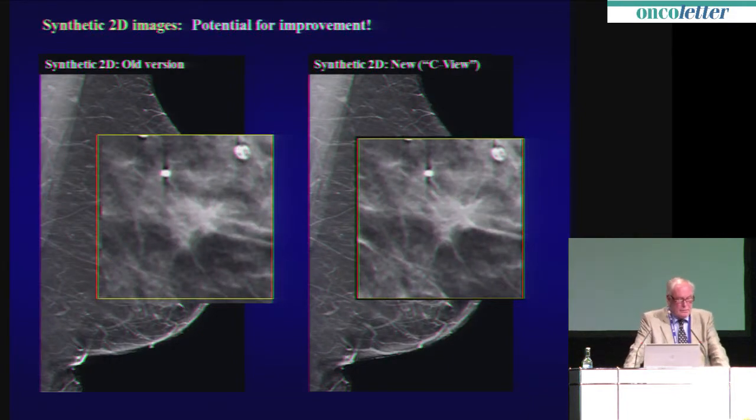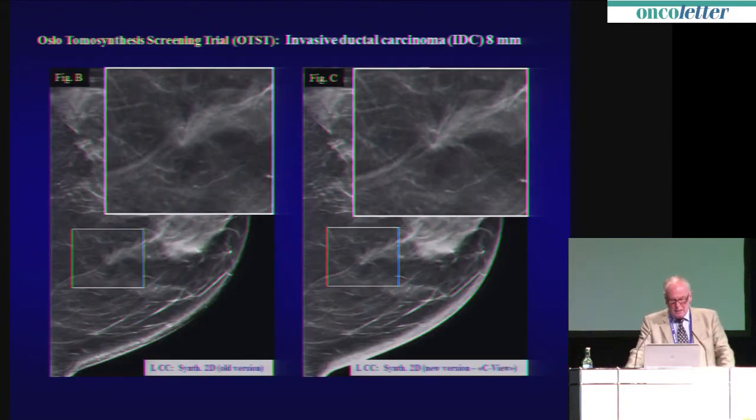We would expect that the producers will continually improve the algorithms for synthetic 2D images. We had the old version during the first year of our trial in Oslo. You see one case with the old version of synthetic 2D, and you see to the right the new version of the synthetic 2D. The spiculation, this desmoplastic reaction around these small cancers is much more obvious and clearly demonstrated on the new version of the synthetic 2D images.